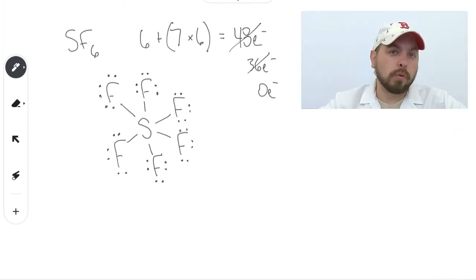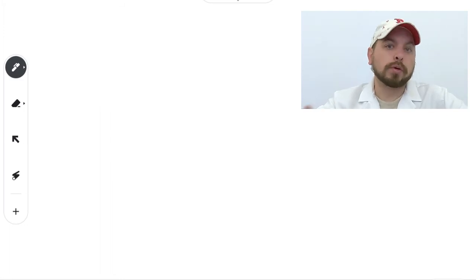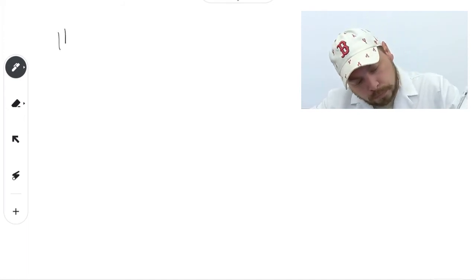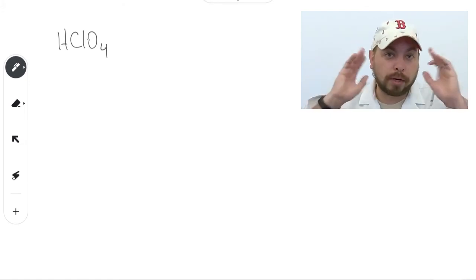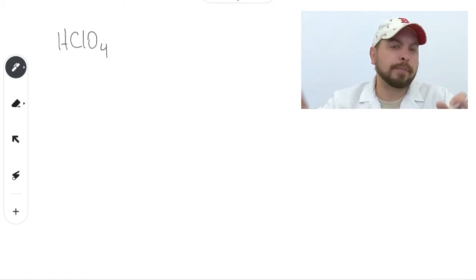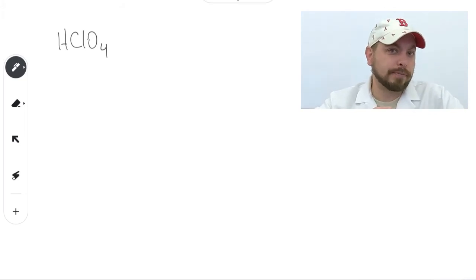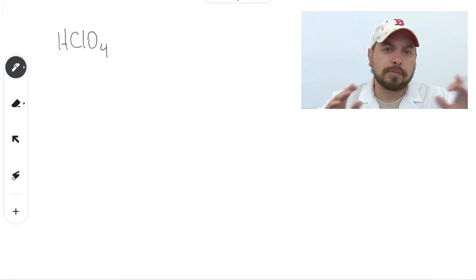We're going to look at one more kind of odd or more difficult Lewis structure. That's going to be perchloric acid, HClO4. Now, perchloric acid, if you want to think of it, is really comprised of the perchlorate ion and a hydrogen. Okay, so that's actually how I want to think of it when we're drawing the Lewis structures. Otherwise, it could get kind of tricky to understand how it works. So what we're going to do is we're going to use the base of perchlorate initially.